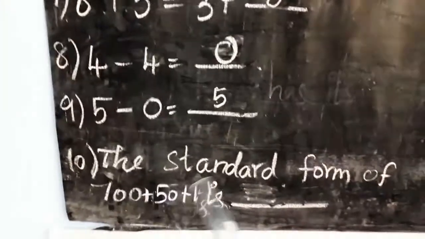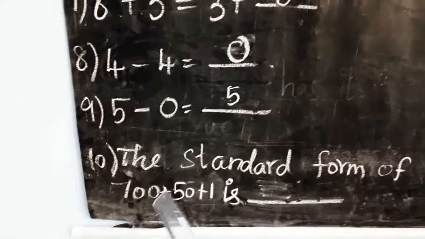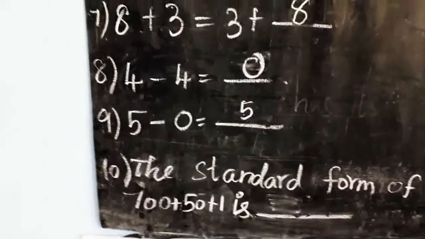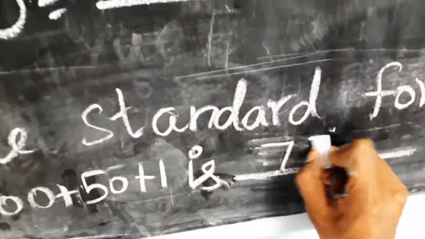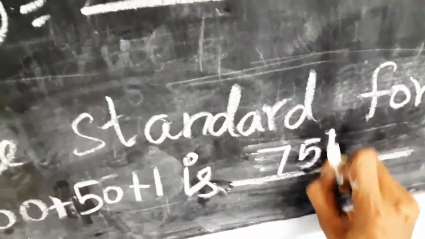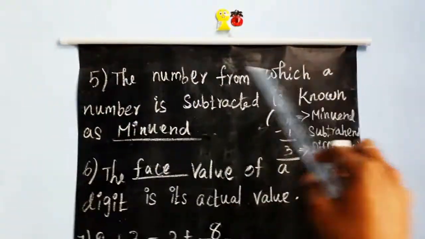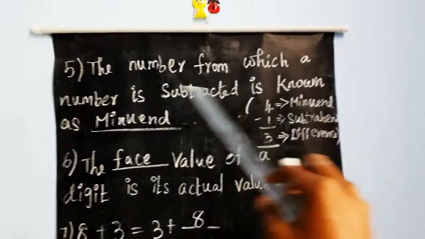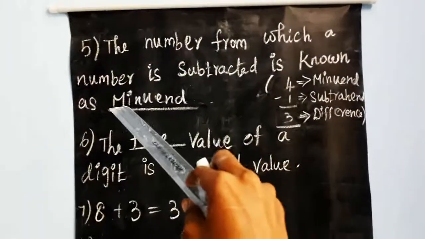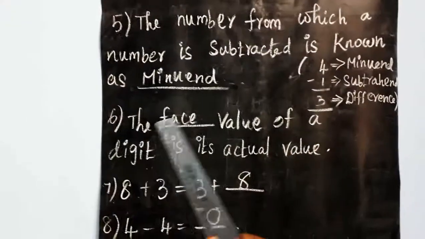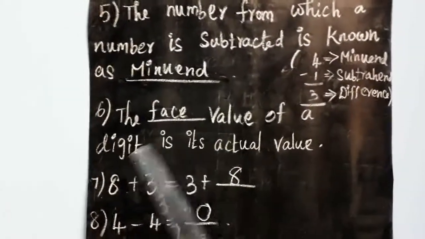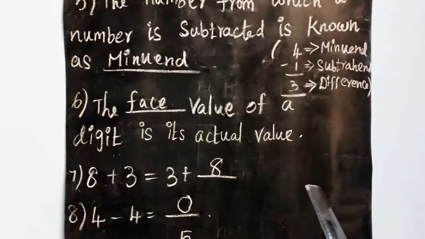So the standard form of 700 plus 50 plus 1 is 751. The number from which a number is subtracted is known as minuend. Minuend, M-I-N-U-E-N-D, minuend.